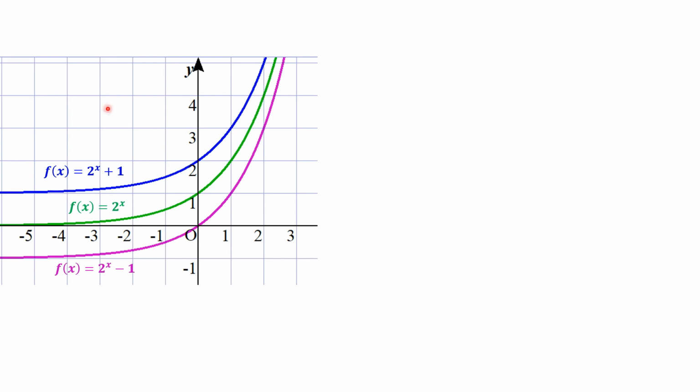So this is how their graphs will look like. This is the graph of the first equation. We have been seeing this from example 1. So f of x equals 2 to the x. It's increasing. And the other two are also increasing. And x may take any value. So the value of d does not affect the domain.